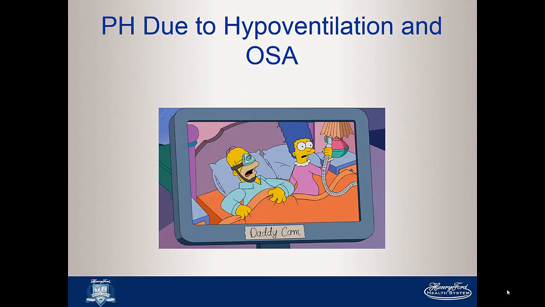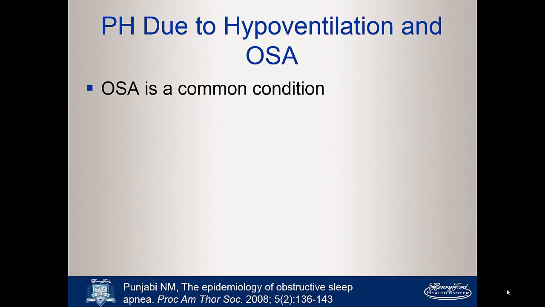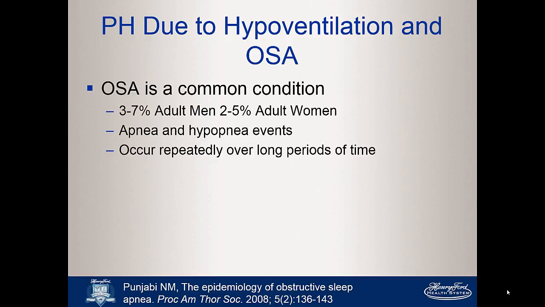We'll start off really briefly and talk about obstructive sleep apnea leading to PH. So we know that obstructive sleep apnea is incredibly common in our society. We know right now that about 3 to 7% of adult men and 2 to 5% of adult women suffer from this condition. It's marked by apnea and hypopnea events that occur over long periods of time and every night.